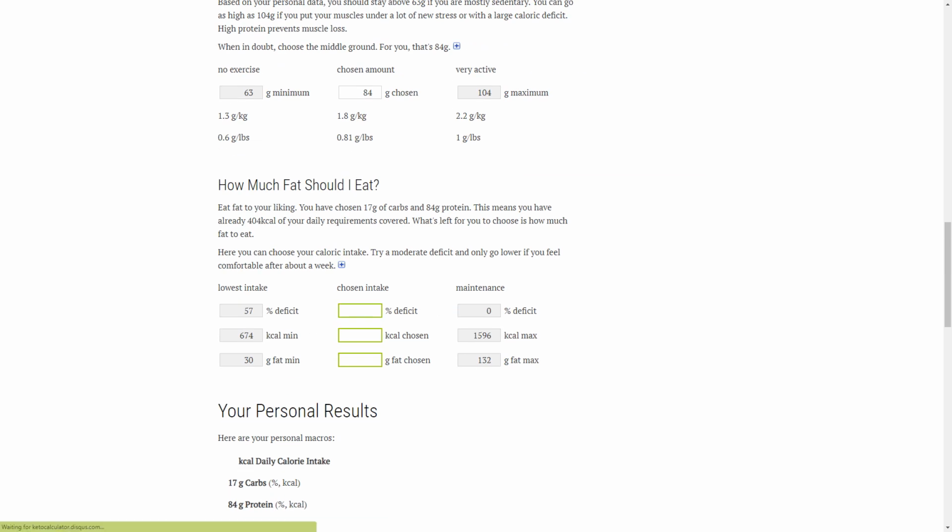That's always a good thing. So how much fat should you eat? Now, fat, on the other hand, is very interesting.